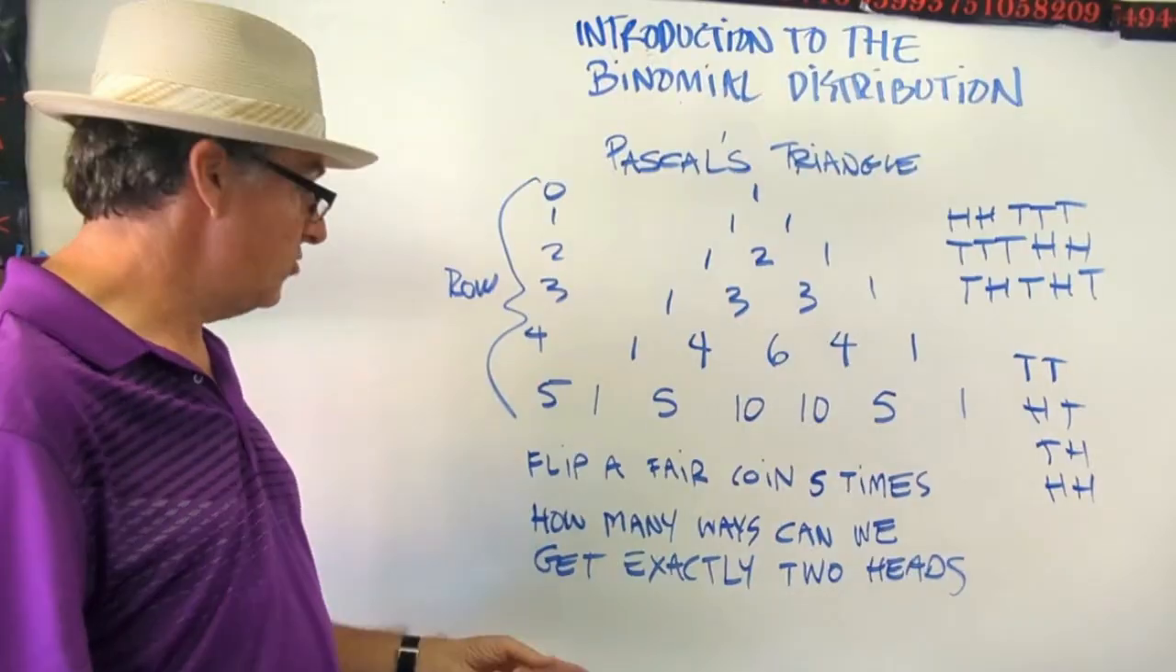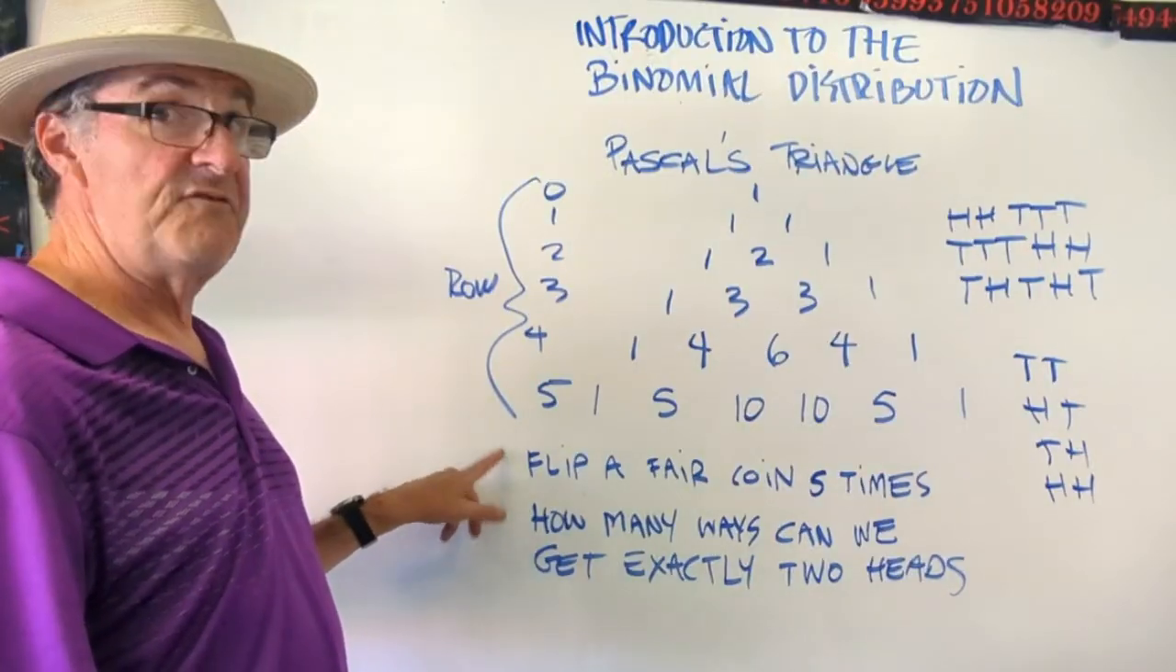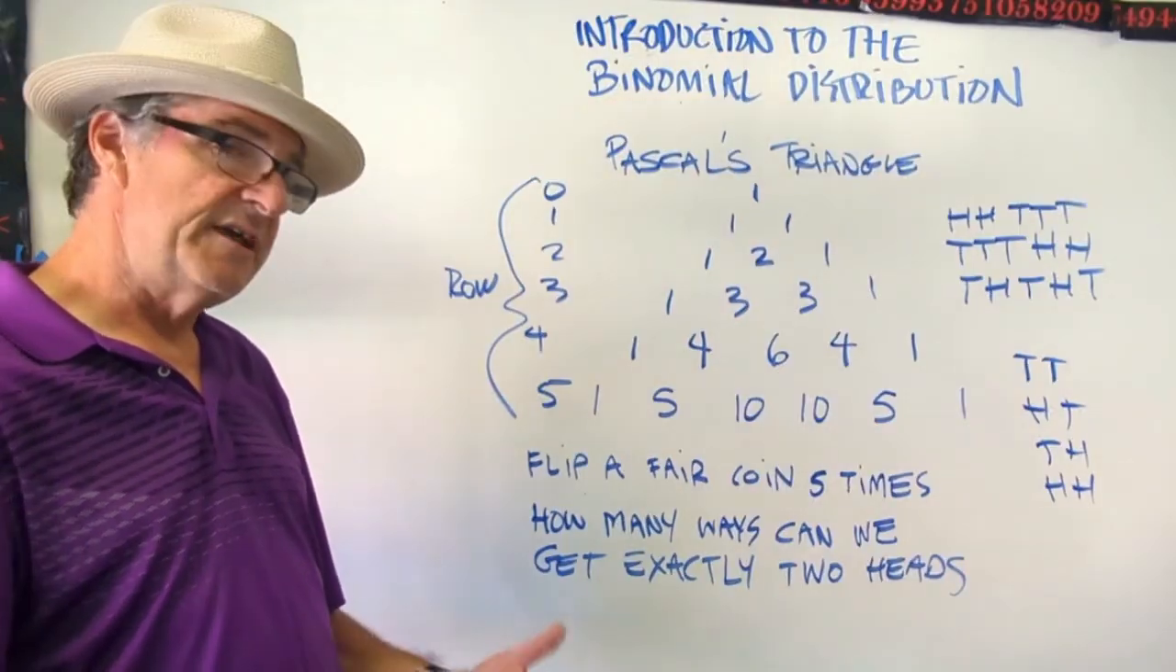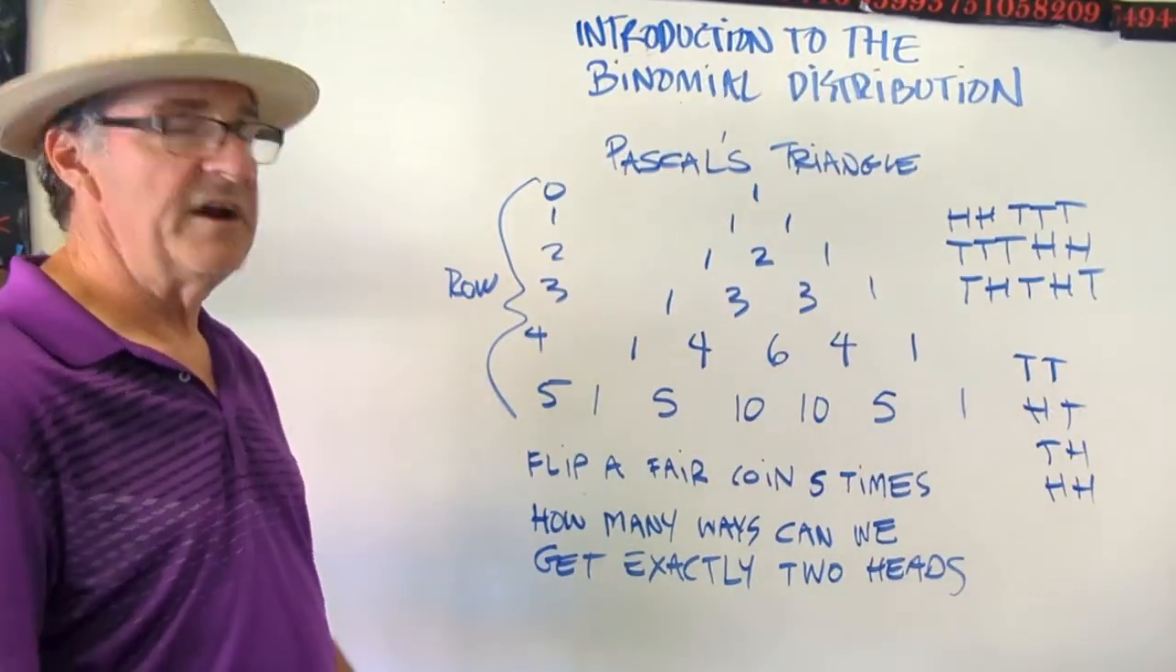So now here we come to our question. Flip a fair coin 5 times. How many ways can we get exactly 2 heads? So go ahead, pause the video, use a triangle, and come back with your answer.